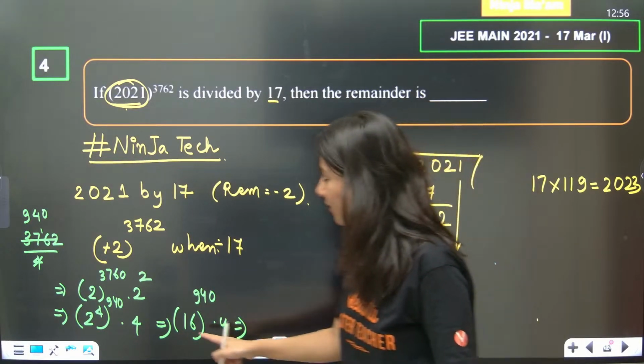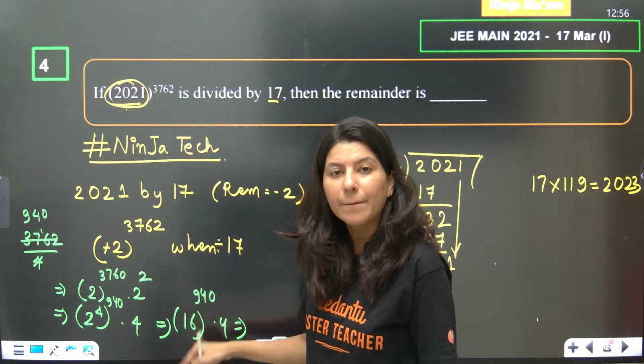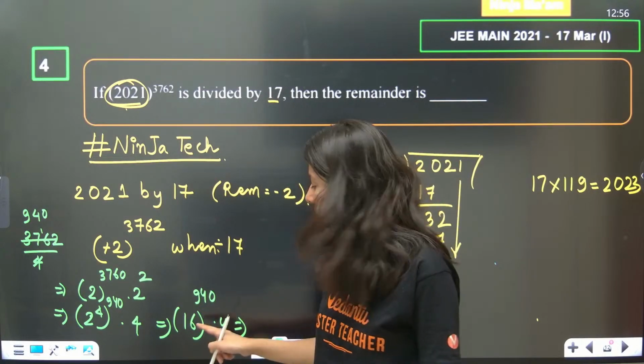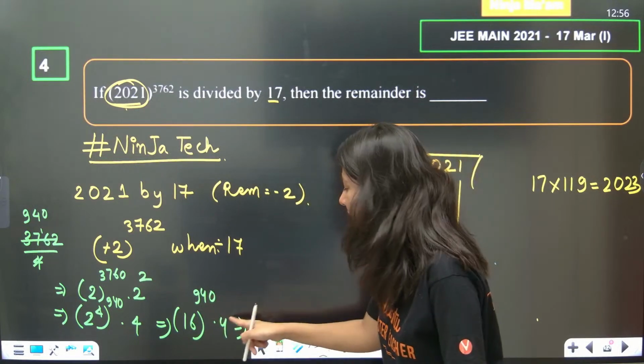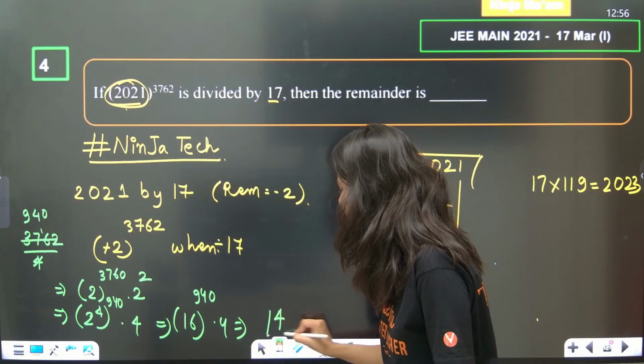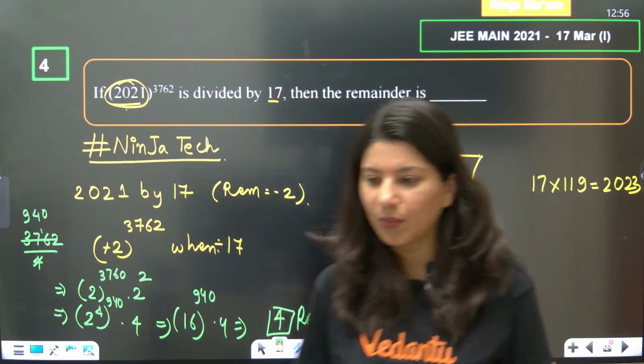So now you have to divide by 17 again. If you divide 16 by 17, you get minus 1 as the remainder. Minus 1 power 940 is plus 1. So plus 1 remainder and 4 remainder. So 4 is the final remainder. That's how we do this.